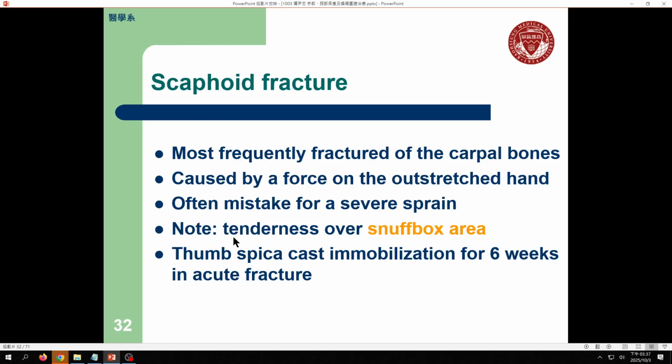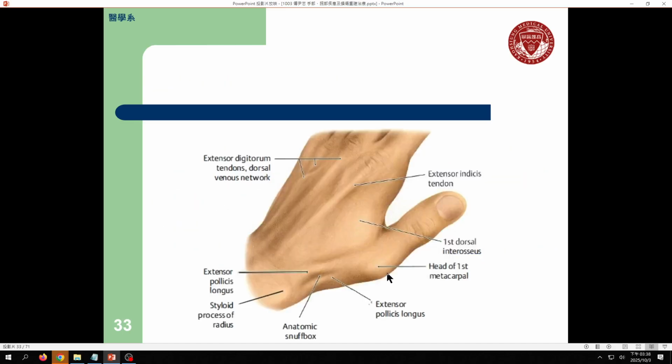With scaphoid fracture, the tendon is over the snuffbox area. Once you push the snuffbox area, it causes soreness and tenderness. Where is the snuffbox? Here. It is the extensor pollicis longus. Around here, there's some notch. Once you open it, there's some notch around here. There's the snuffbox. Okay? And around here, if you push it and feel tenderness, maybe you have to take an X-ray to find out whether it is a scaphoid fracture or not.